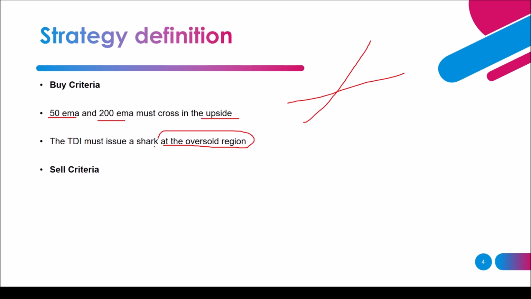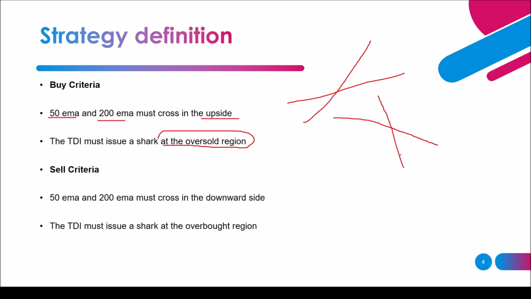Then for sell criteria, we need to see the 50 EMA and the 200 EMA crossing in the downside. This means the 50 must be crossing the 200 from the upside going to the downside. Then the TDI must issue a shark fin at the overbought region. I'll also show you on the charts what we refer to as the overbought region.